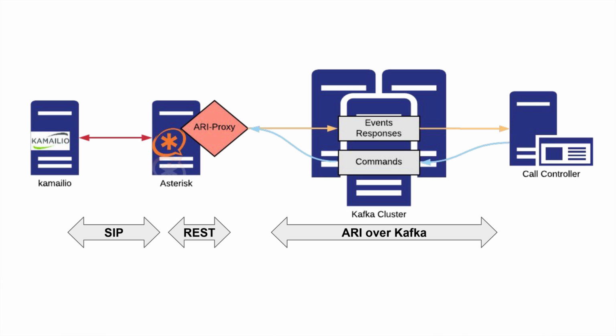So we use an ARI proxy written by ourselves, and we use Kafka as a message bus, or in this case, more or less a message broker. And at the end, we have a call controller controlling the call. So this is the high-level picture.